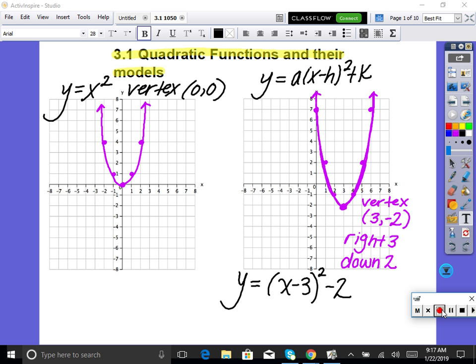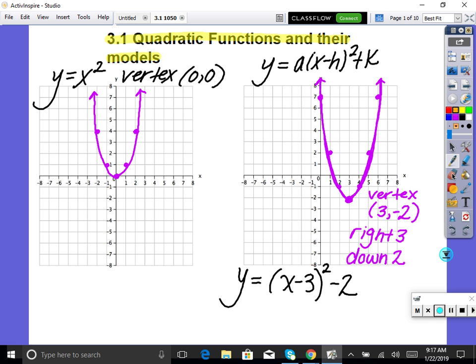But first of all, just looking at a parent function y equals x squared here, we need to see that we have a vertex. Now remember, vertex means high or low point, so max or min. This would be a min. Our vertex is at 0, 0. This is the parent function x squared with no shifts.